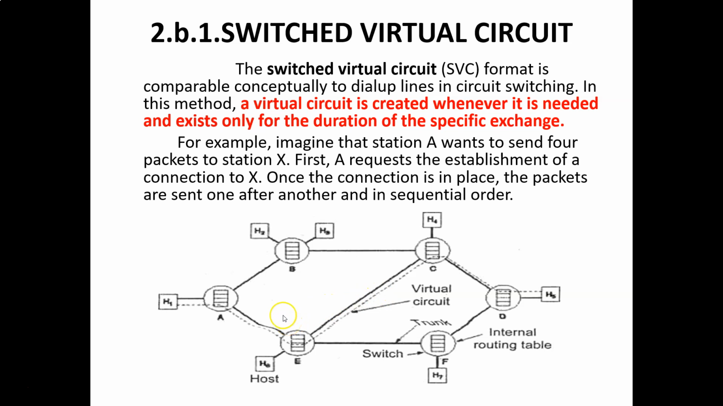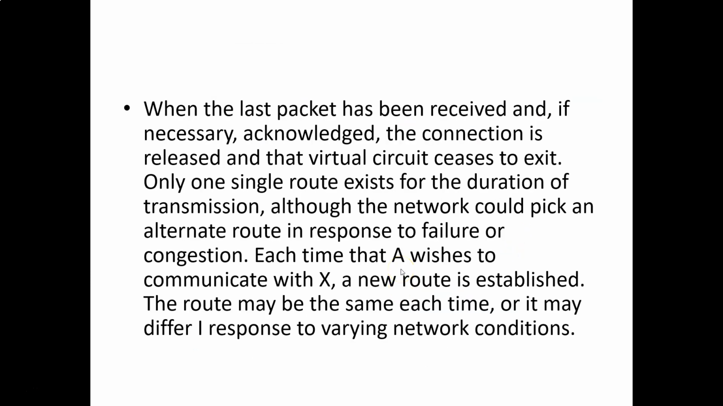Say for example, the data has to be sent from A to the station X. Here the dotted lines represent a virtual circuit. At that time alone it will choose to travel through this path and reach. So that is what is meant by switched virtual circuit.